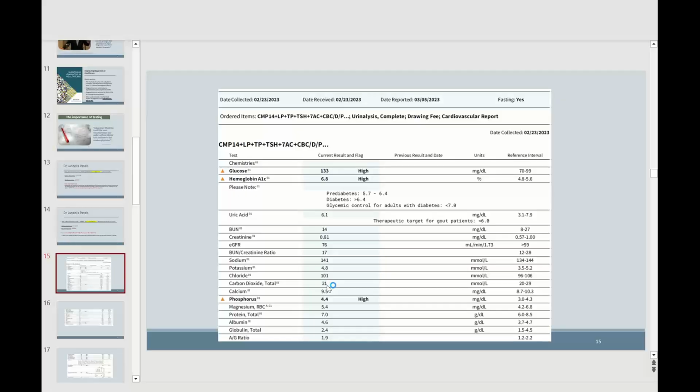So even though the range here is 4.2 to 6.8, and you think, wow, 5.4 is right in the middle, she must be good. She's actually a little bit deficient. And this is what I've done with my lab manual.